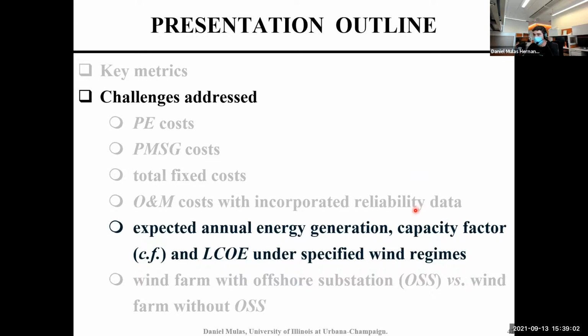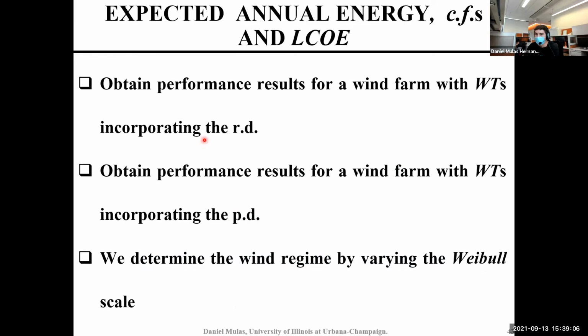Now, moving on to the performance metrics. We obtain performance results for the reference design and the proposed design, and we determine the probabilistic wind regime by using a Weibull probabilistic distribution. What we do is vary the Weibull scale to simulate different wind regimes.